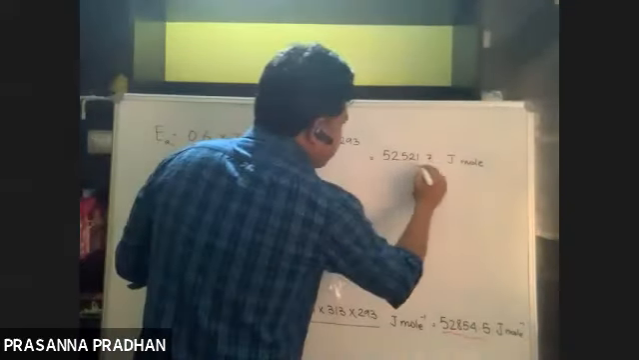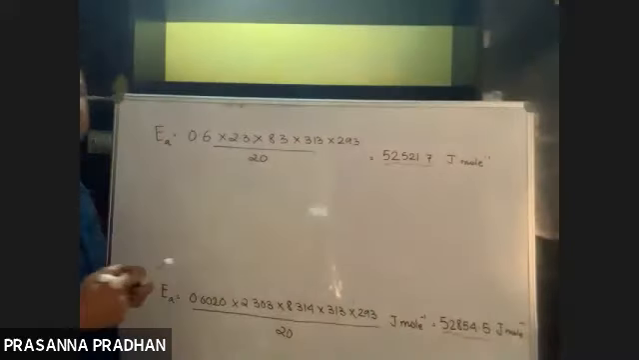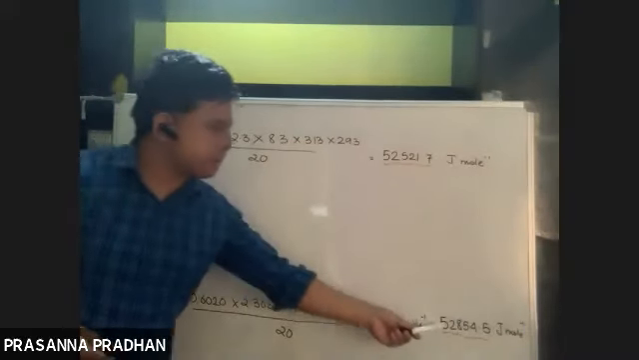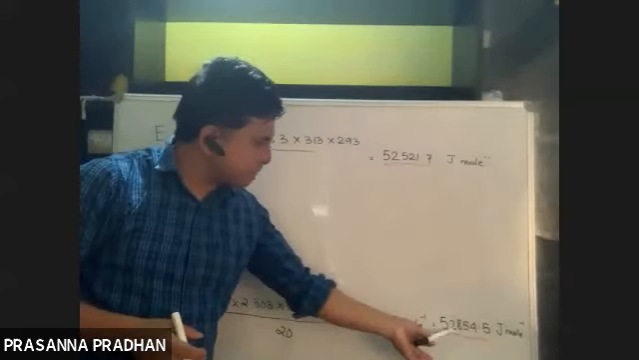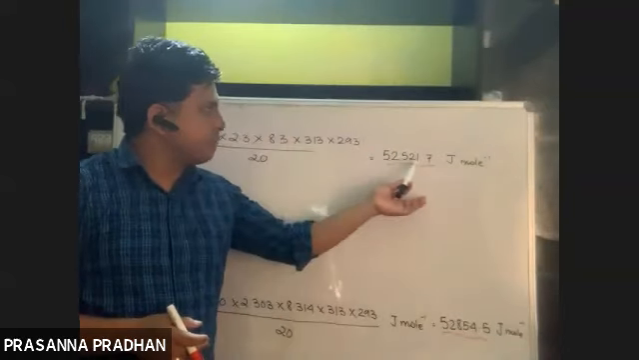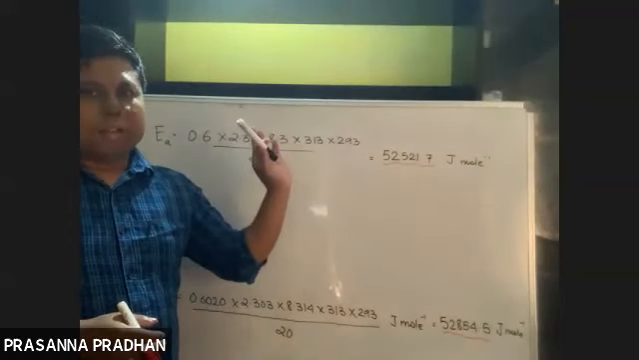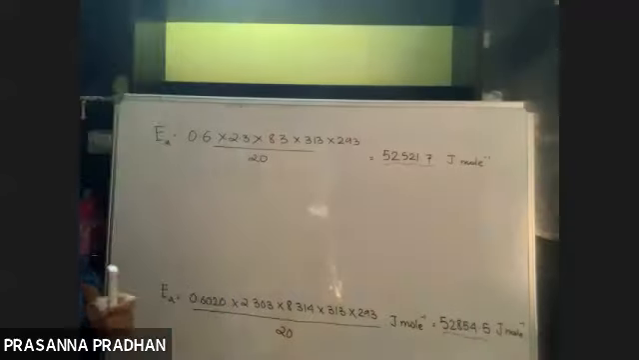So is there a difference between this answer and this answer? Without approximating and after approximating, is there a difference? Yes, there is a big difference. It's 52854 here. It is 52521.7. So that is why I insisted you give your answer in kilojoule.